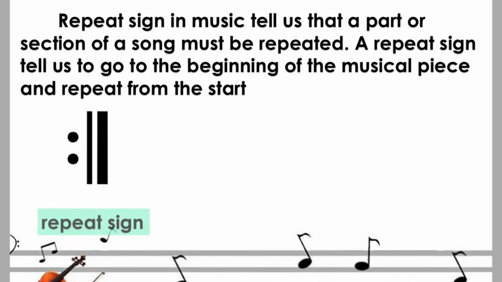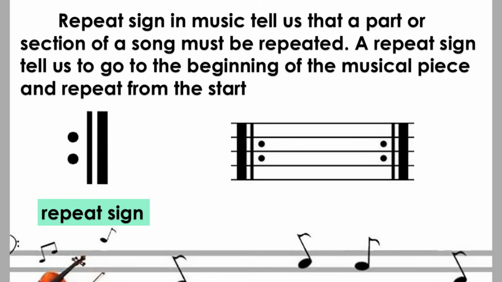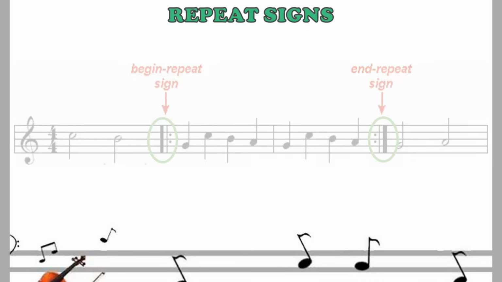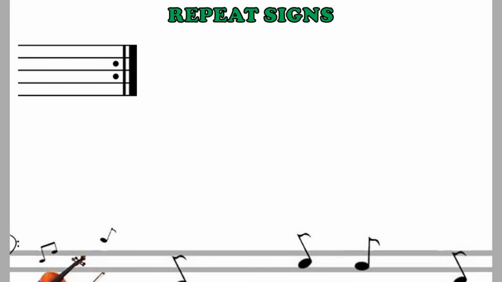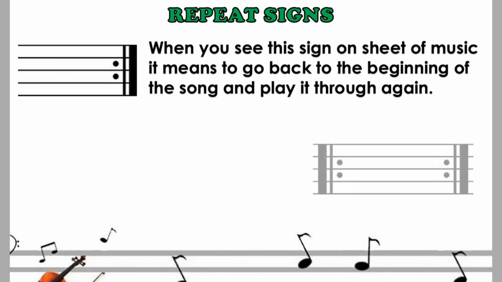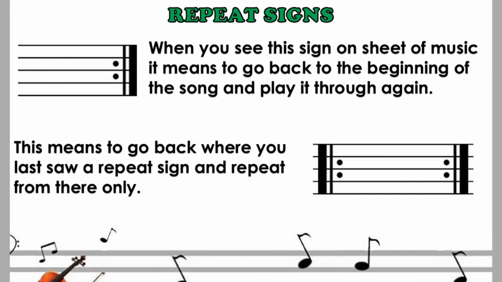A repeat sign in music tells us that a part or section of a song must be repeated. A repeat sign tells us to go to the beginning of the musical piece and repeat from the start. When you see this sign, it means begin repeat sign. And when you see this sign, it means end repeat sign. When you see this sign on a sheet of music, it means to go back to the beginning of the song and play it through again. This means to go back where you last saw a repeat sign and repeat from there only.